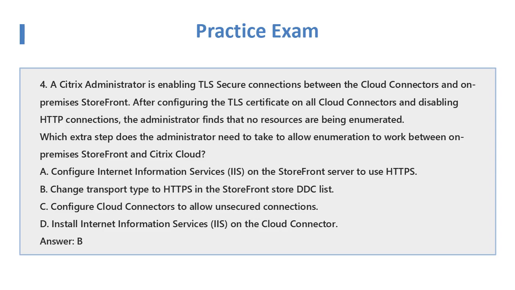A. Configure Internet Information Services, IIS, on the storefront server to use HTTPS. B. Change transport type to HTTPS in the storefront store DDC list. C. Configure cloud connectors to allow unsecured connections. D. Install Internet Information Services, IIS, on the cloud connector. Answer: B.